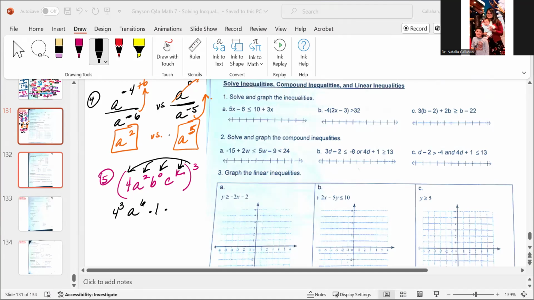Oh, this was not working. Come on. Okay. Do you see what I did there? But then 4 to the 3rd is going to be 64. No. A to the 6 times C to the 3. Okay.